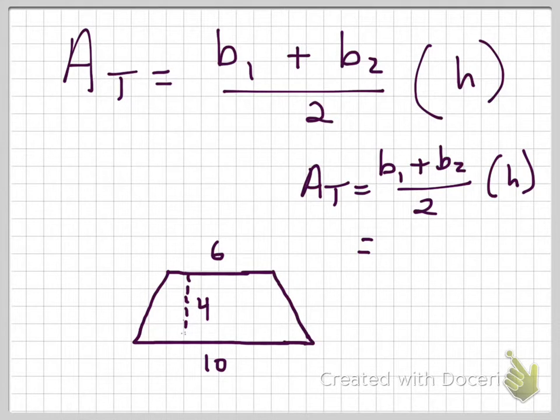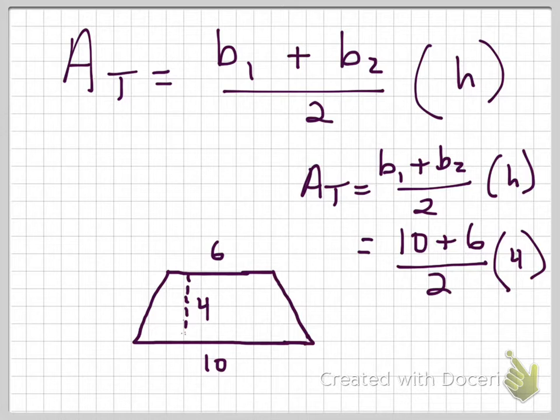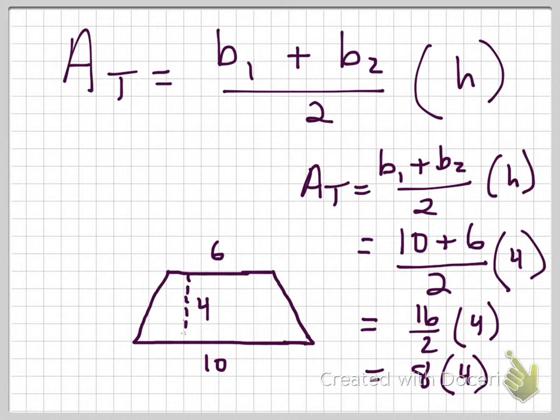So now it's my substitution step. Remember, base 1 was 10. Base 2 was 6. I'm dividing by 2, and my height is 4. Let's begin to do some calculations. 10 plus 6, well, that is 16, over 2, times 4. 16 divided by 2, or 16 over 2, is 8. 8 times 4 is 32.